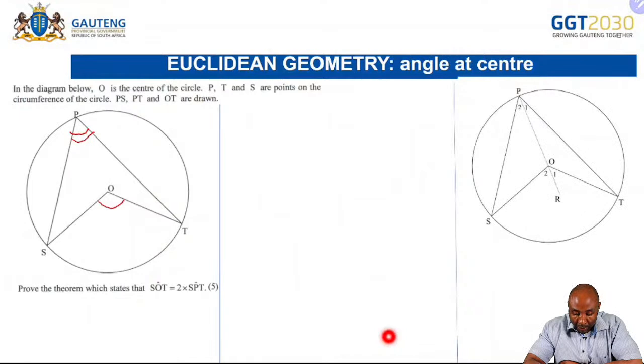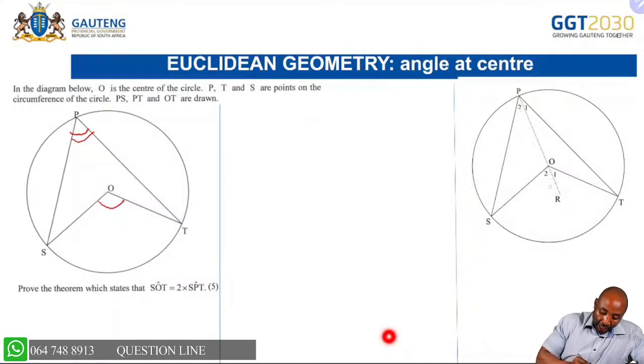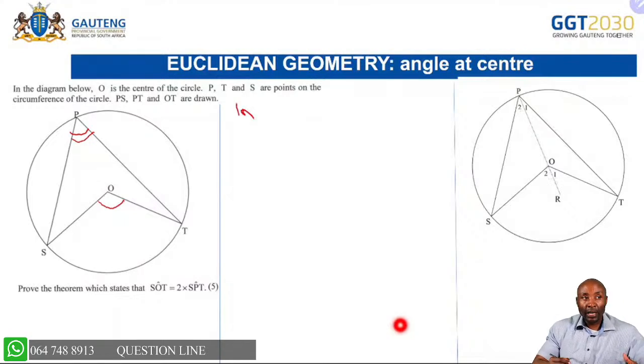You will do your construction, PR. Others actually put that point on the circumference, or you can just leave it where it is. You name your angles, P1 and P2, O1 and O2 there. Then, again, I will start. There are so many versions, so I will do one of the versions of the proof.